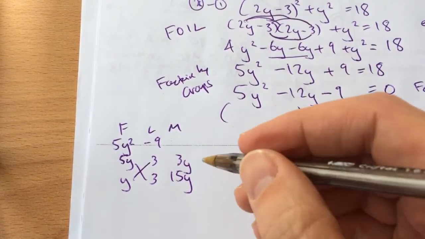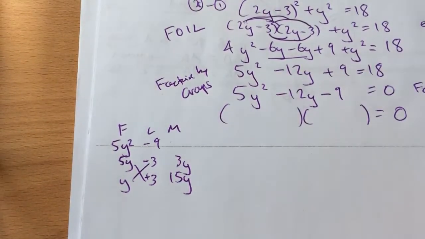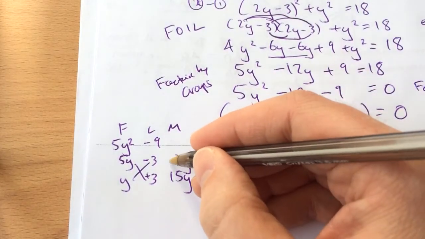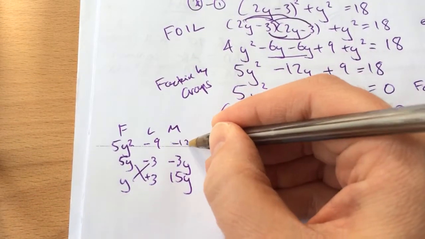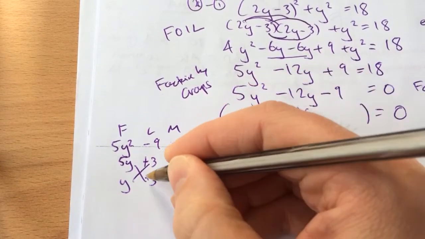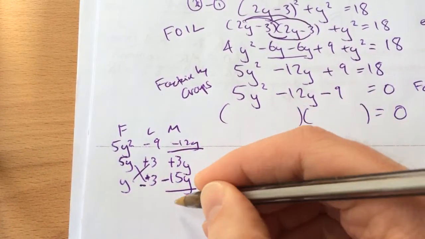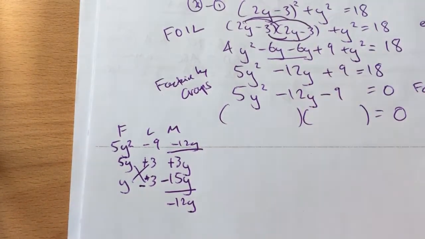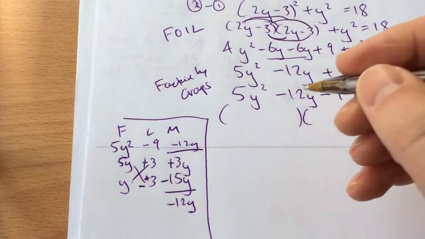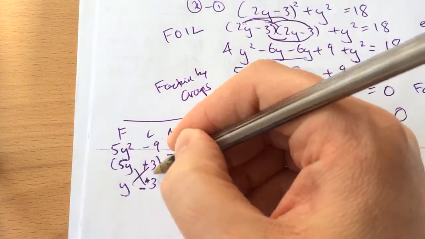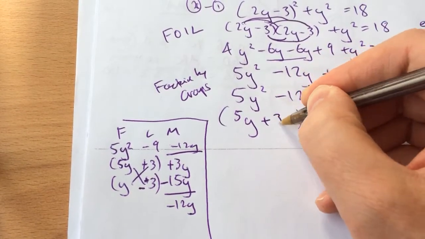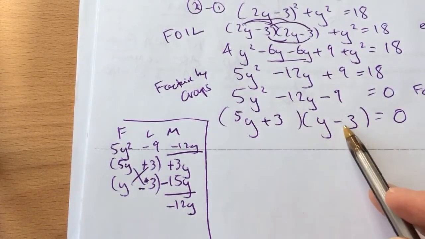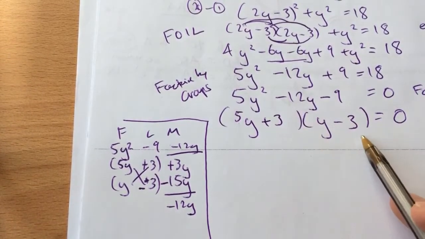3y and 15. Well, if I make that a subtract and that a positive, then I should be able to get a minus. If I watch my signs there, I want to end up with minus 12y, so I actually need a plus there and a minus there. So when I sum those, I'm going to get minus 12y. Okay, do comment below if you need some help with that method. And so I now know that those 2 will become my brackets. 5y plus 3 and y minus 3. Quickly check: 5y squared minus 15 plus 3 gives me minus 12y, and that gives me minus 9.